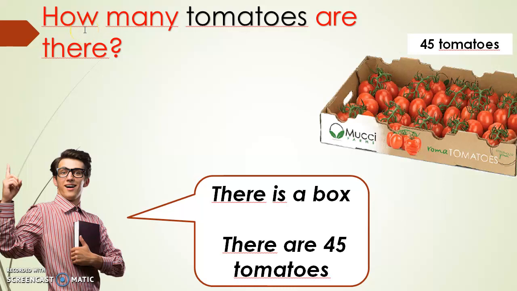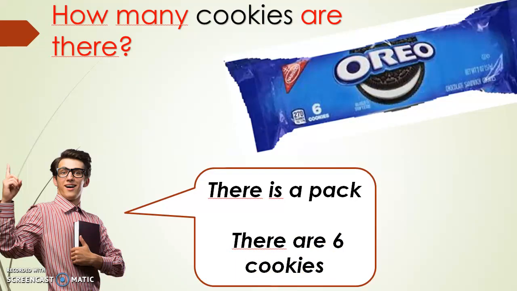How many tomatoes are there? We're asking about the quantity. In this case, we have 2 options. There is a box, right? There is only one we're talking about. Or if I want to count one by one, we have 1, 2, 3, we have 45 tomatoes. There are 45 tomatoes. Okay, next one.